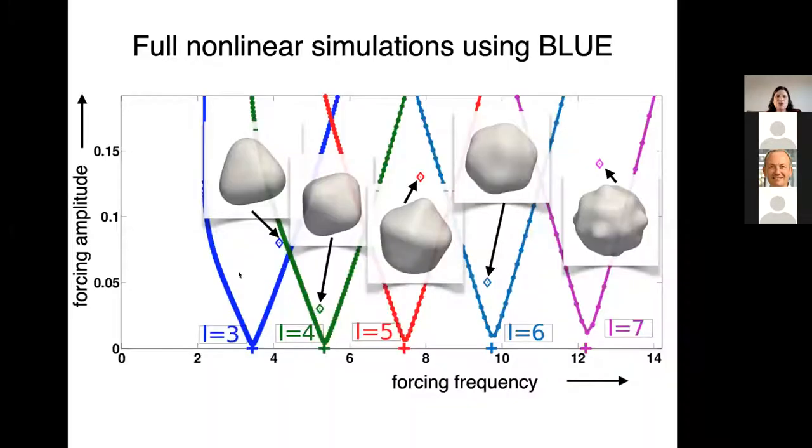Okay, so these are the results of Floquet analysis with different L's, spherical harmonic L's, and these are the shapes that we ended up simulating. This is by changing the forcing frequency. So this is really nice.